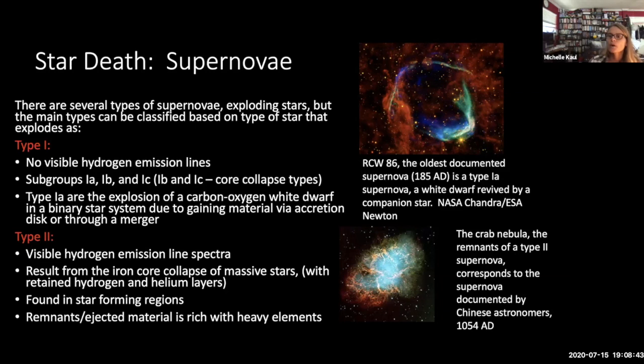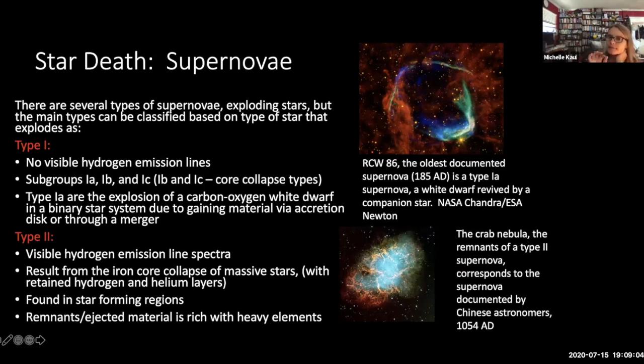There's several of these. Like here's one that was documented in 1054 AD, and this is the Crab Nebula. These are the remnants, the leftover stuff from that supernova, the metals and all the rest of the stuff from the explosion. And these are found in star-forming regions.